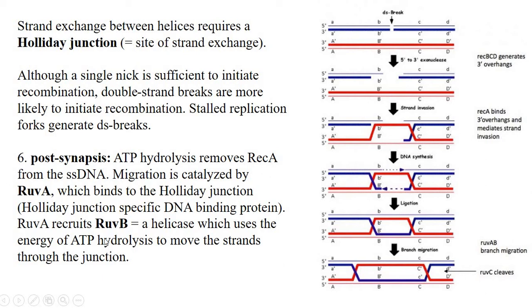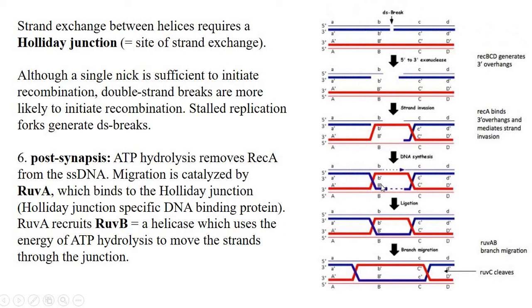This is post-synapsis now. So pre-synapsis is before Holliday junction formation, then there's Holliday junction formation and exchange, and then post-synapsis is once this information has been copied. So in post-synapsis, RecA uses ATP hydrolysis. This ATP hydrolysis removes the RecA from single-stranded DNA.